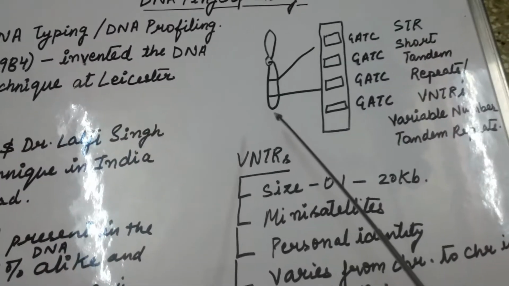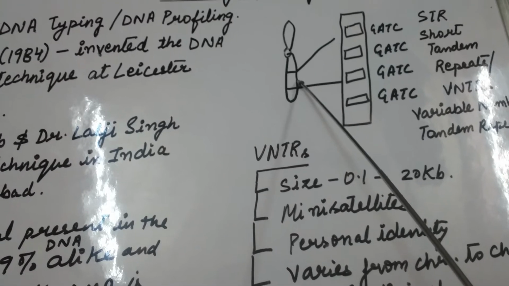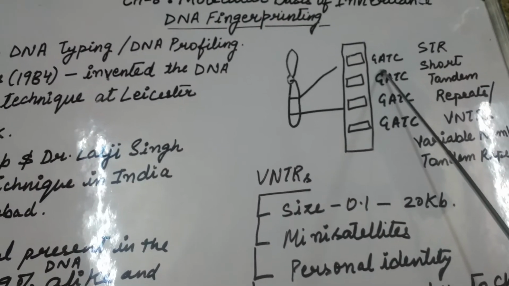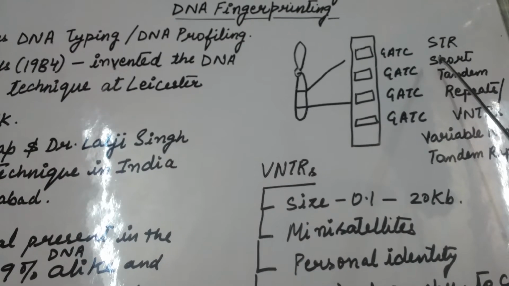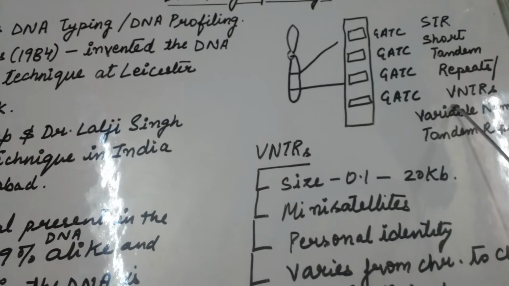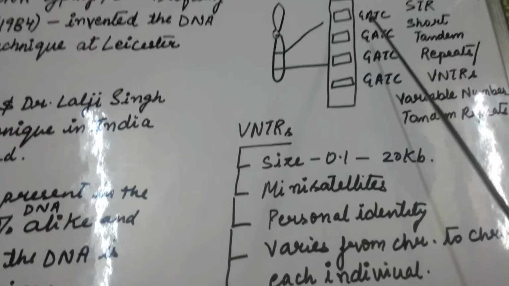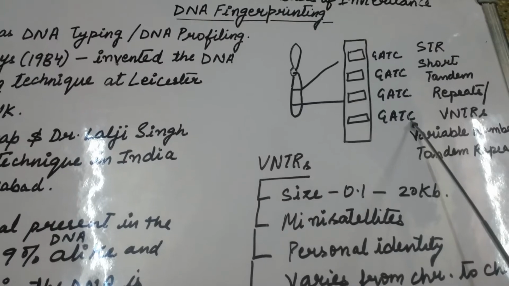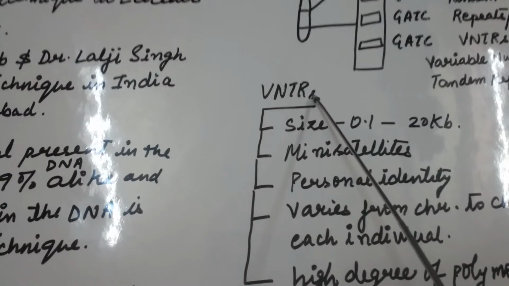For example, this is a chromosome where at one of the loci there is a DNA sequence like GATC. These are short tandem repeats, or variable number tandem repeats, VNTRs, which are analyzed using this fingerprinting technique. So let's see what VNTRs are.